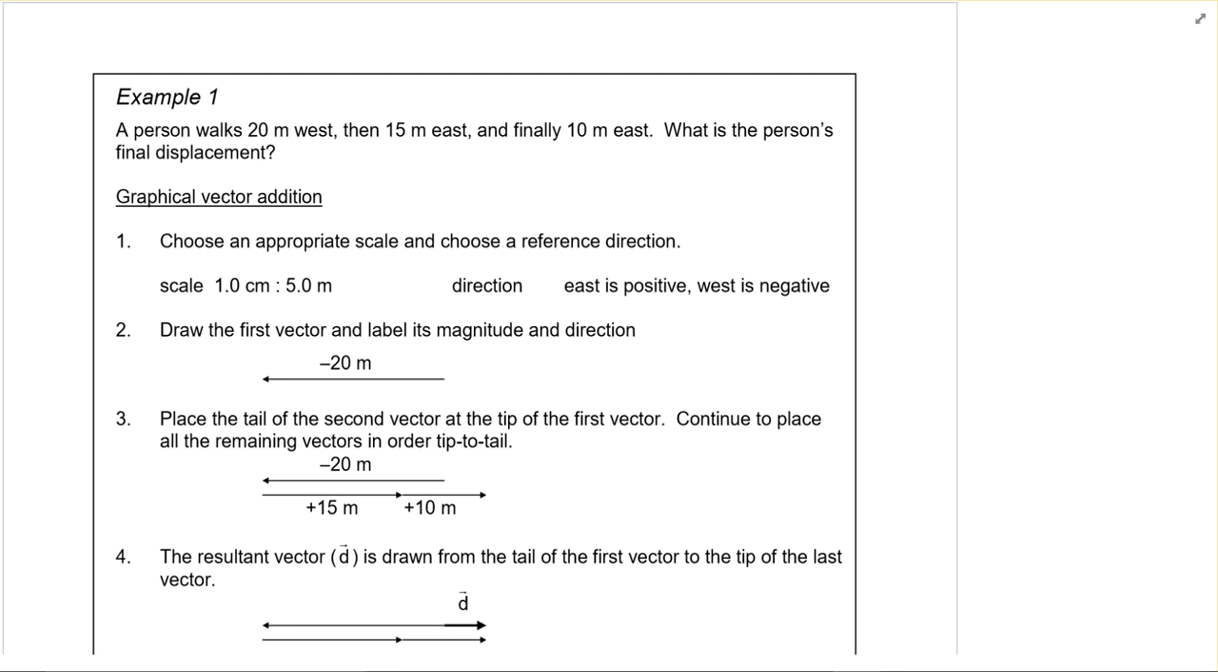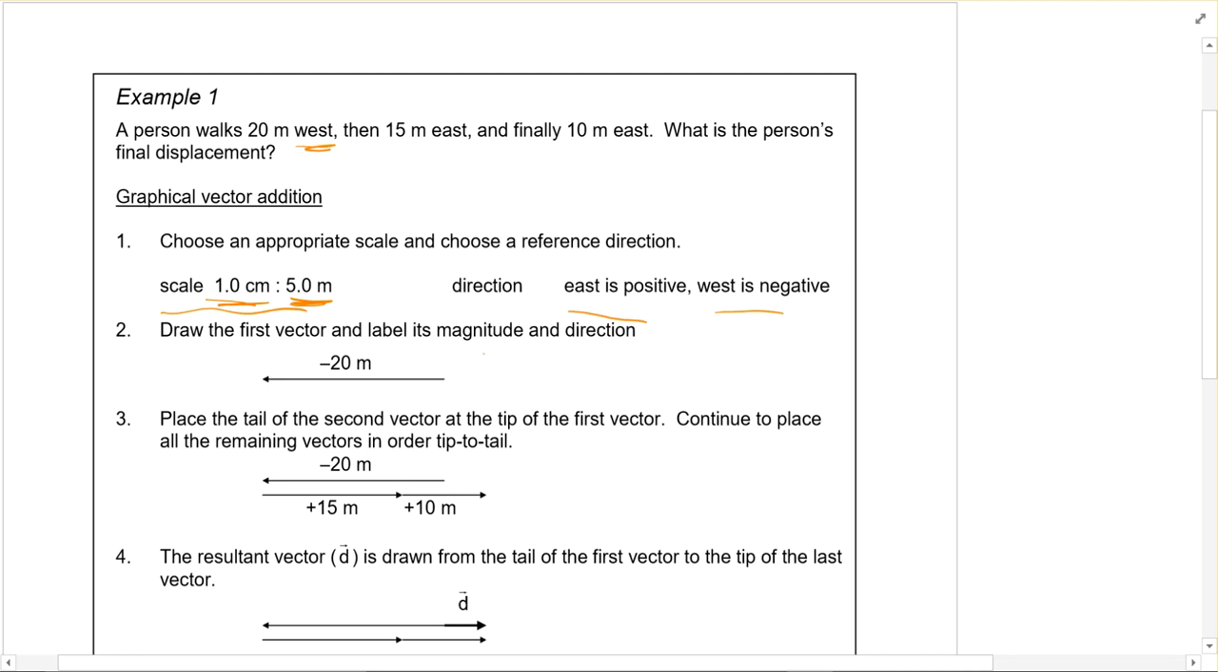So the graphical way, we're going to choose an appropriate scale and choose a reference direction. So the scale here, this is really just so we can fit it on the page. In this question, we're going to call every 5 meters 1 centimeter, just so it fits on our page. The direction, we're going to call east positive, west negative, like we usually do.